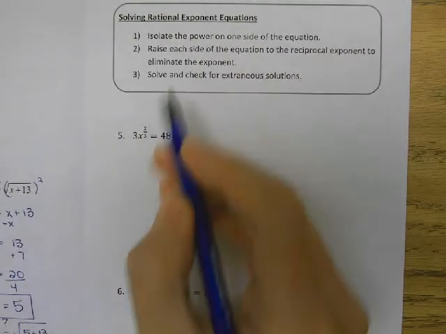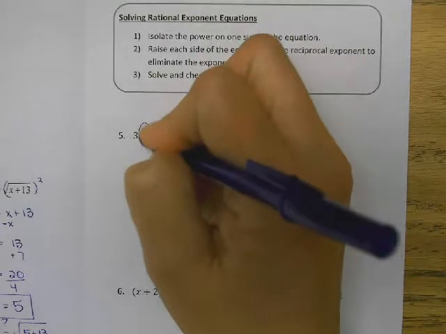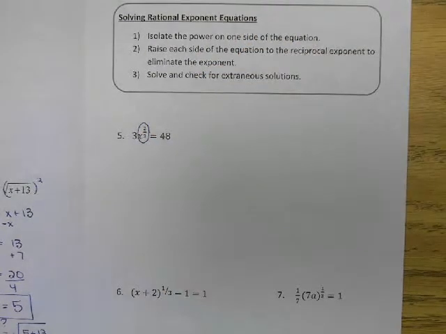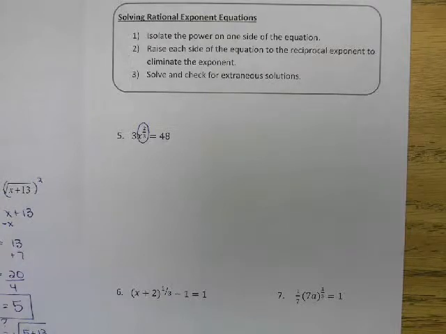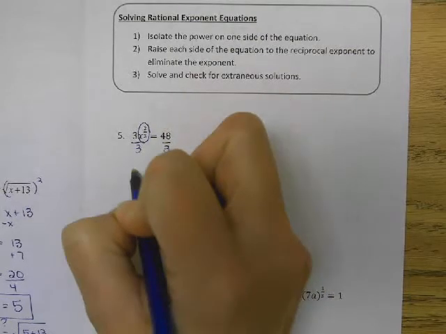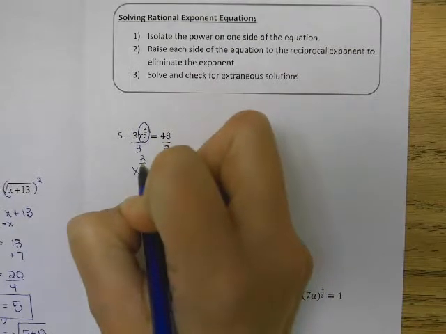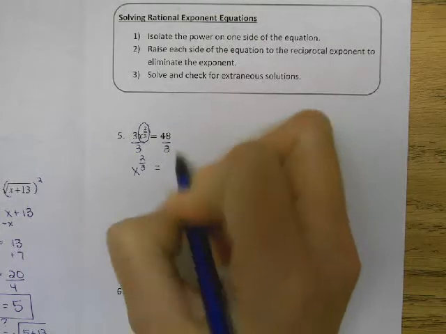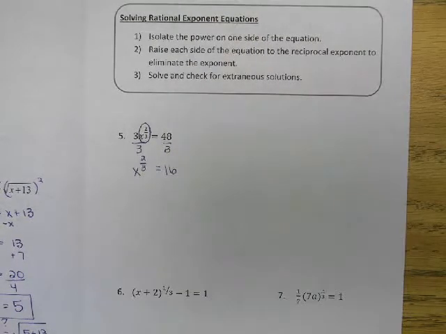Just like with the other equations, I need this term right here, which is the radical term. We're just not writing it as a radical. I need that to be by itself on one side. So I'm going to have to divide by 3 first to get that x to the 2/3 by itself. 48 divided by 3 gives me 16.